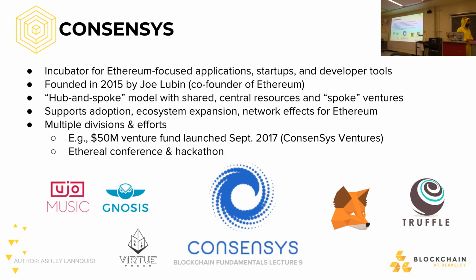You have ConsenSys, which is another popular company. You've probably heard of this if you've been doing any research on the side. ConsenSys is an incubator for Ethereum-focused applications, startups, and developer tools. You'll notice that ConsenSys is this umbrella company that has all these different smaller initiatives. It has Gnosis, which is one of those decentralized prediction markets we talked about. It has MetaMask, which is a Chrome extension that allows you to interact with Ethereum through a web app. It has Truffle, which allows you to more easily migrate, compile, and work with smart contracts. And it has several other smaller names that fit under this giant umbrella.